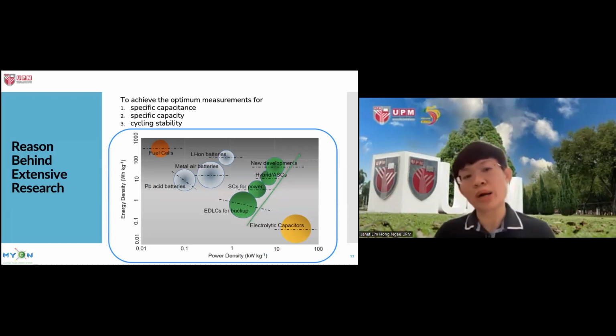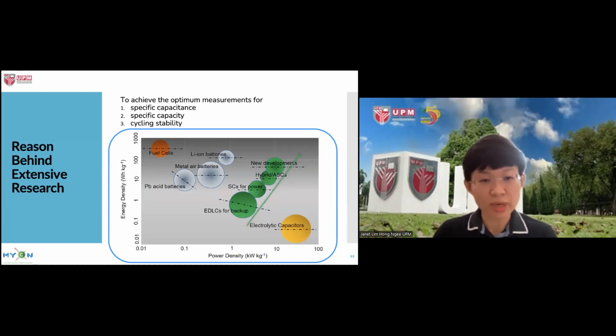So this is the reason why we do have extensive research when it comes to energy storage devices, because researchers and also industries are always striving to achieve the optimum specific capacitance, optimum specific capacity, and also cycling stability.